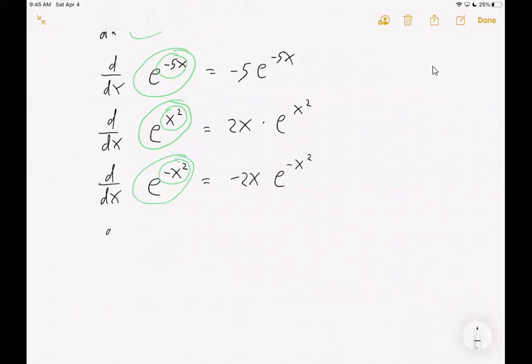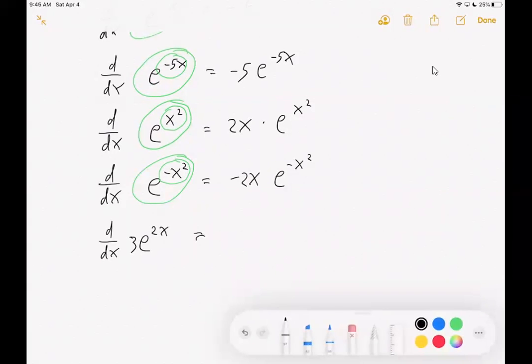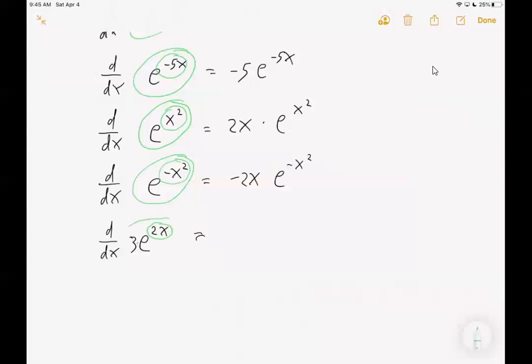So let me just add one more because I know we sometimes have trouble with this. Let's do 3e to the 2x. Okay, and let me just comment on this one. I don't think any of you have trouble at this point with the 2x part. It's the 3 times e to the 2x that gives some people trouble.